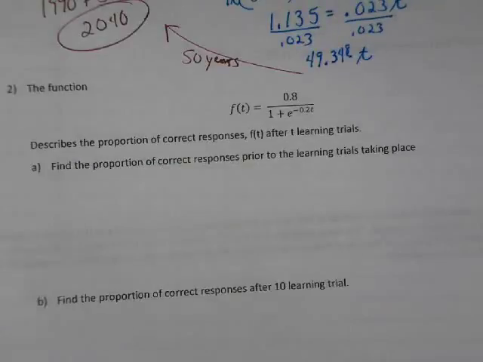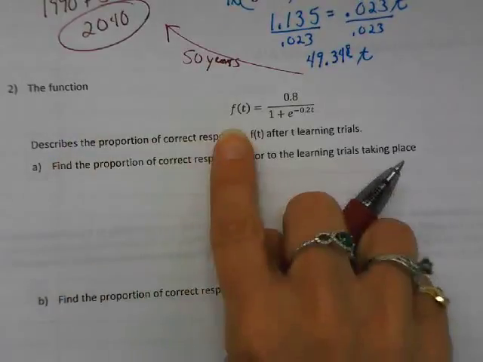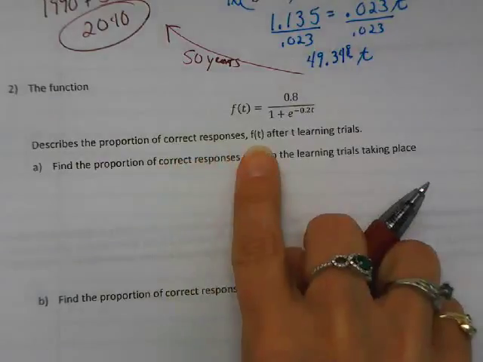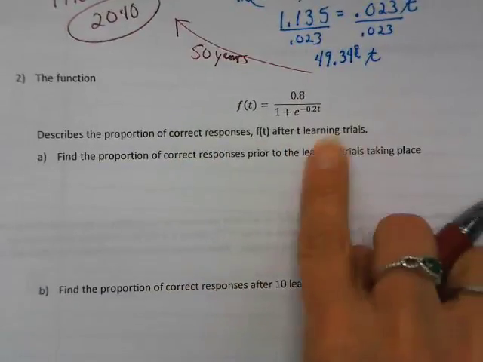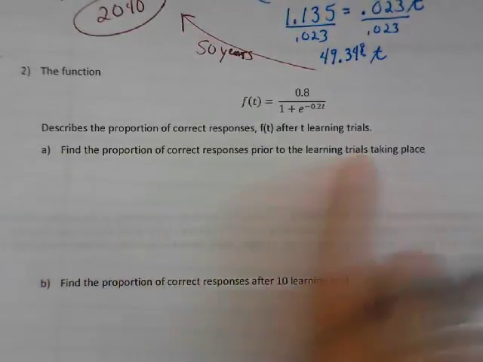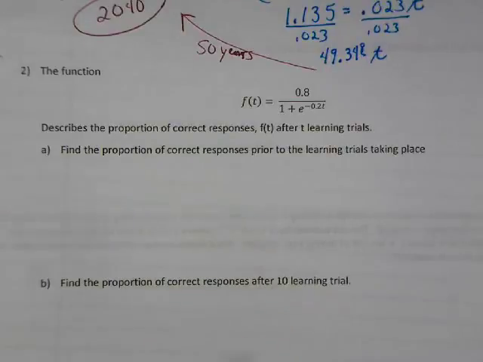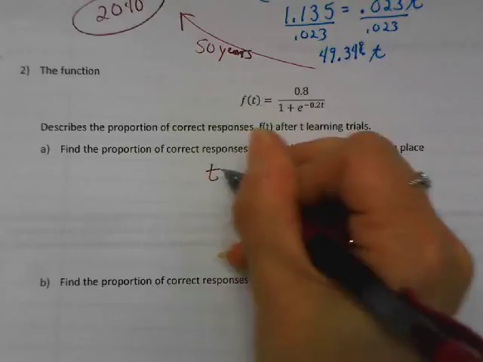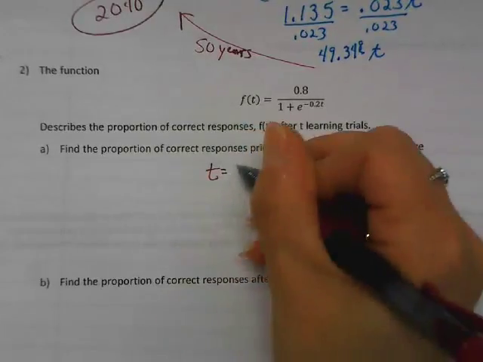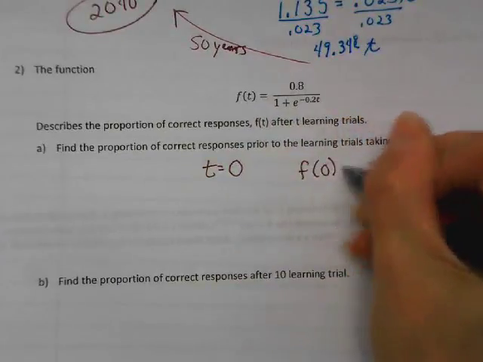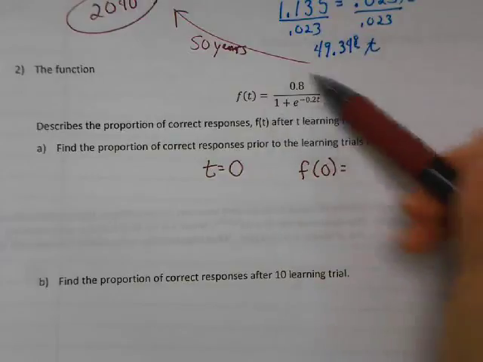The function f of t is given here, and it describes the proportion of correct responses after t learning trials. So t represents the number of learning trials. So the first question wants to know what happens before the trial even takes place. I just throw a bunch of people in a room and I'm like, hey, take this test, see how you do. So if the trial has not yet begun, what is t? So when it hasn't even started, t is at 0. We're at time 0. So I want you to do f of 0, which means you're simply going to go in here, and anywhere you see a t, you're going to put in a 0.